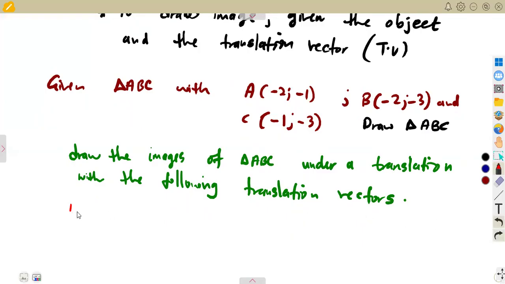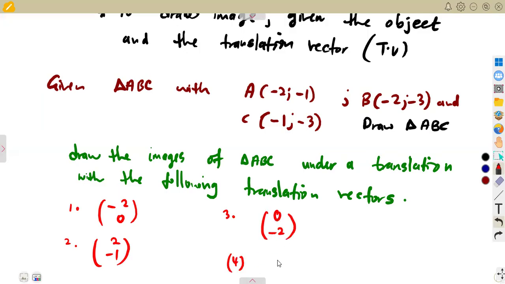Let's just have the first one. Let's say our translation vector is -2, 0. The second one, let's say 2, -1. The third one, let's just say 0, -2. And the fourth one, let's just say 4, 1.